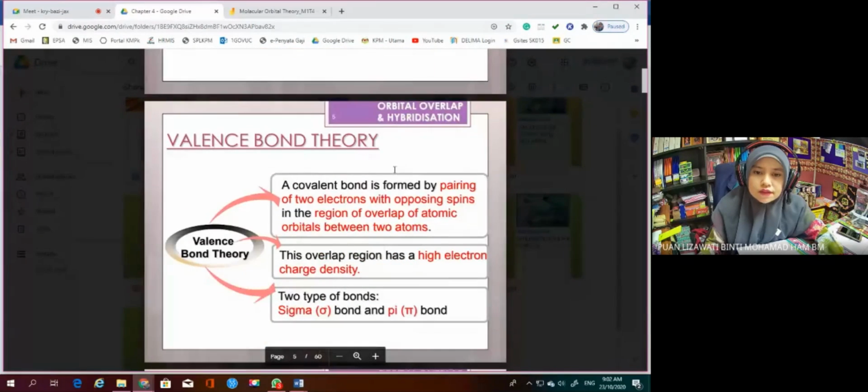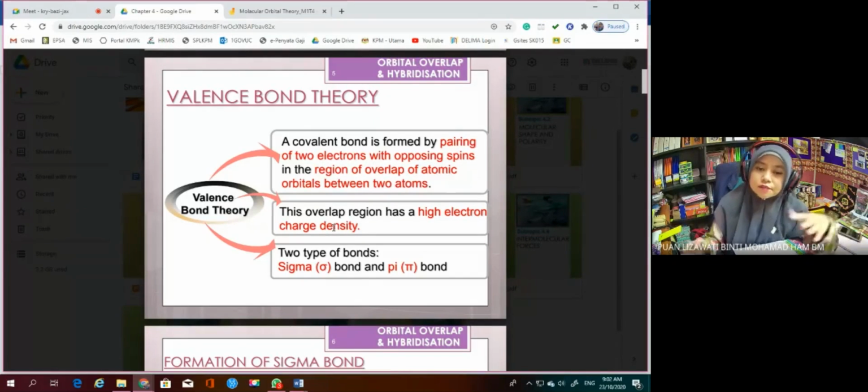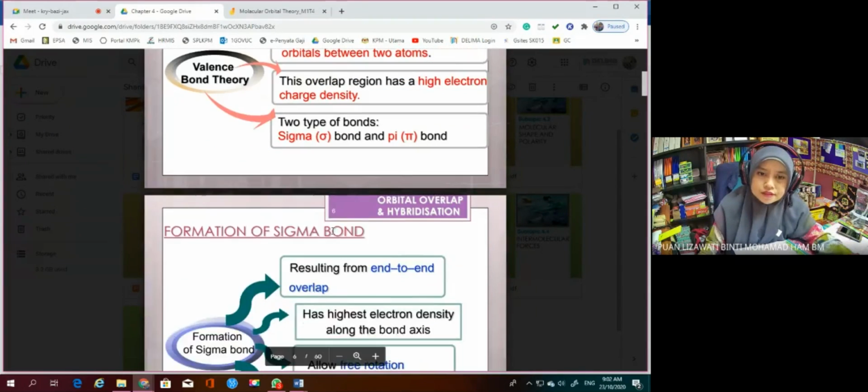So we know that in covalent bond, it involves sharing of electrons. How do they share? They have to overlap their orbitals. So overlapping orbitals will produce a single bond, or pi, or double bond or triple bond. This overlapping area has high electron charge density. That's how they share, they have to overlap. Alright, so there are two kinds of bonds, sigma bond and also pi bond.